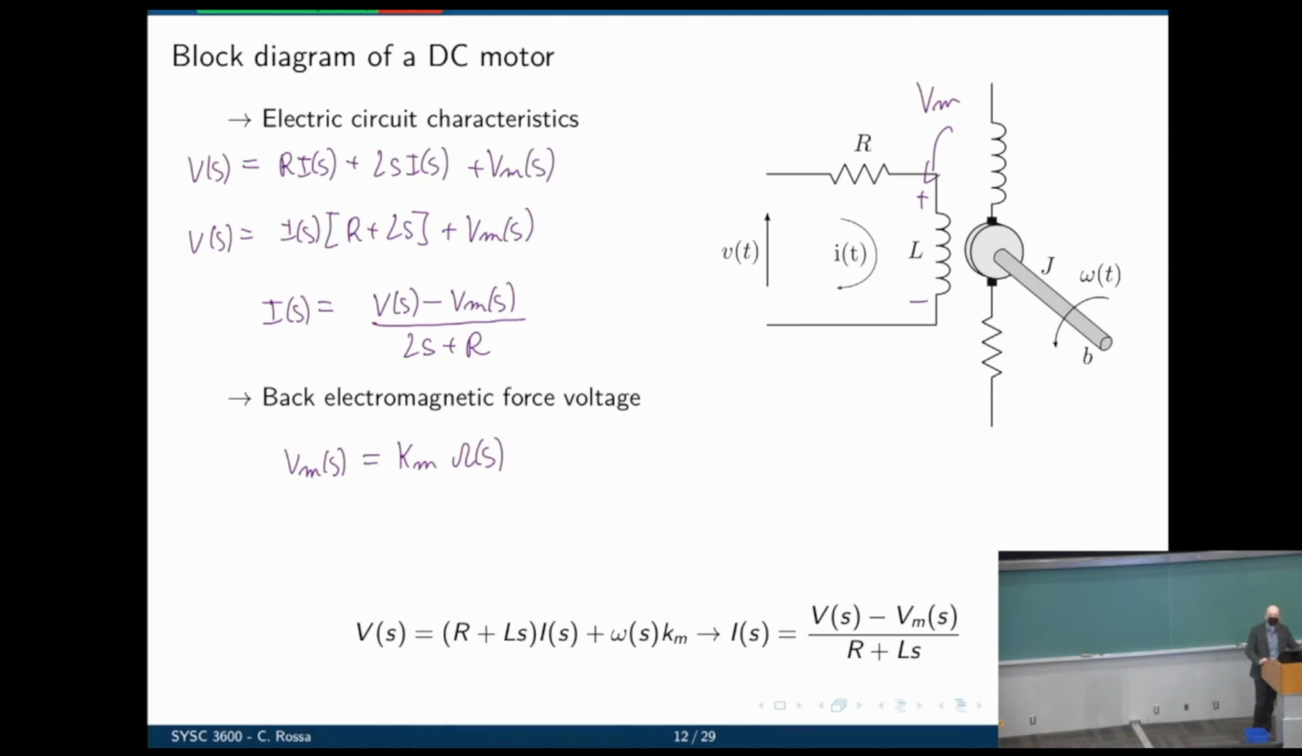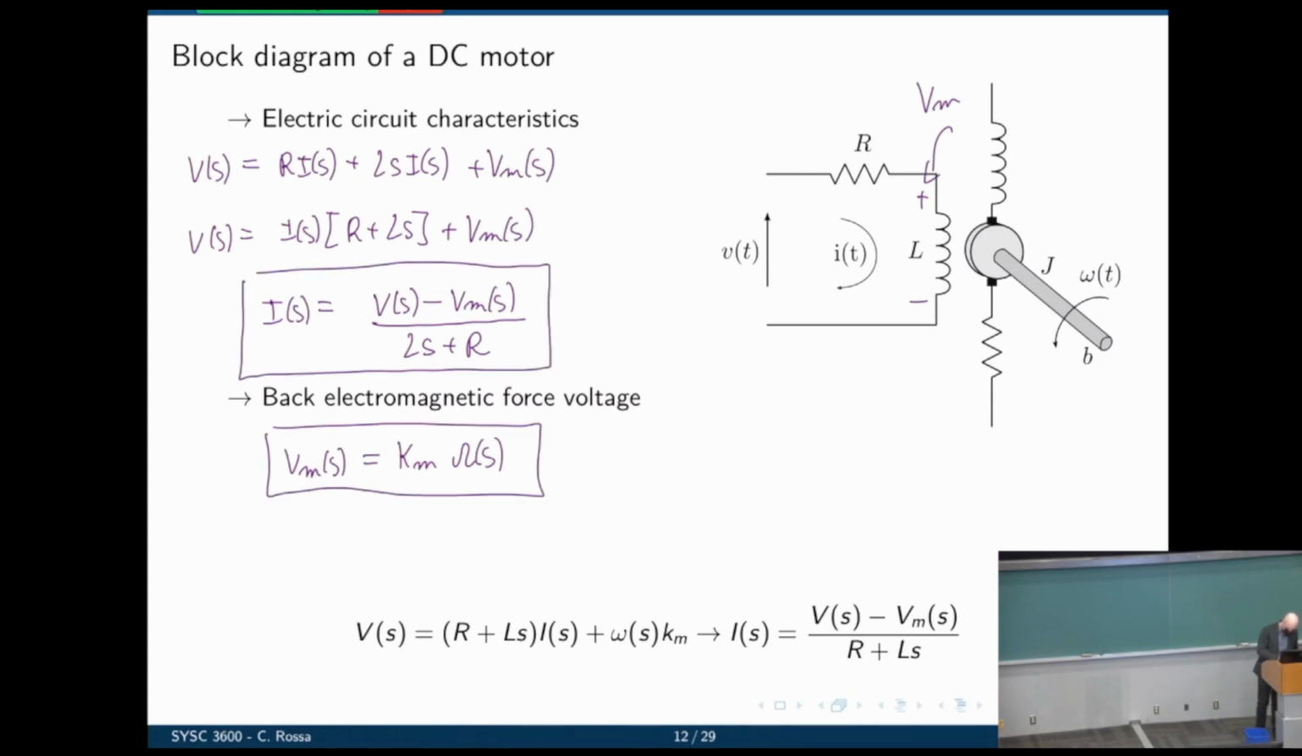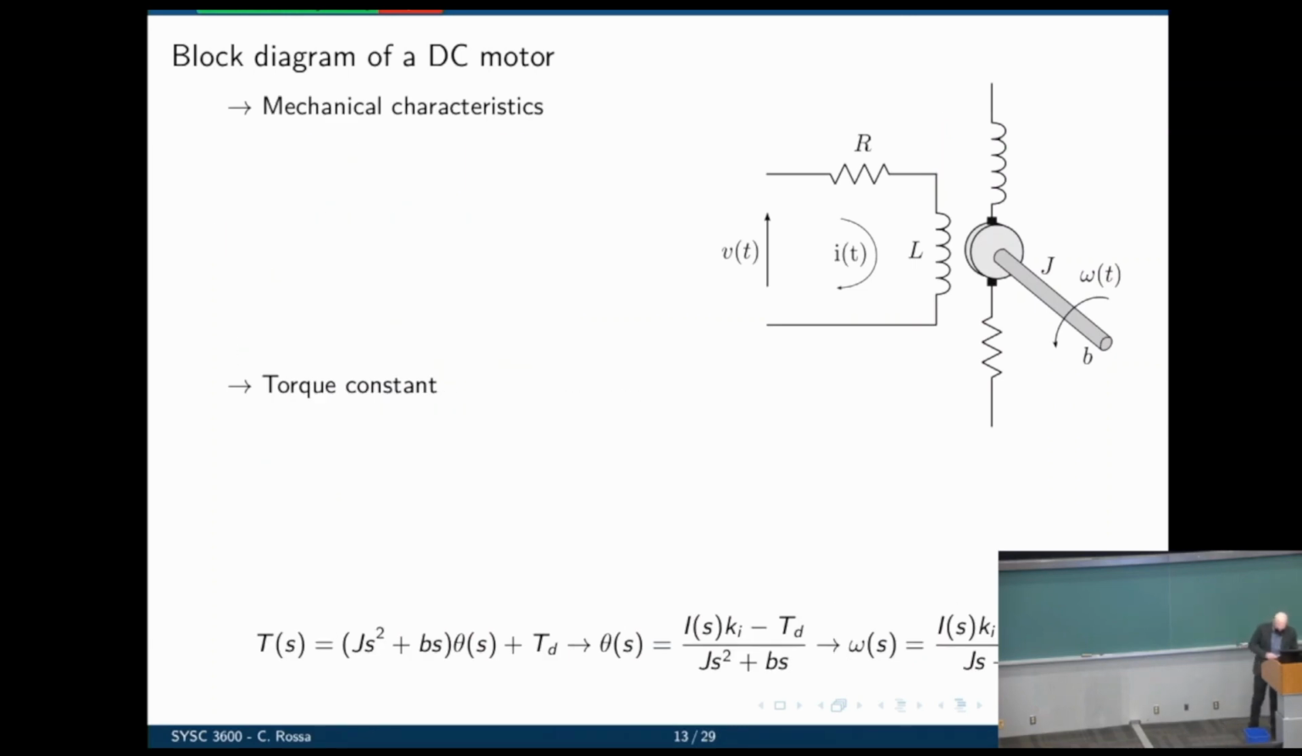Yeah? Any questions? All good? Okay, so we have two equations here to start from. We have the electrical part. We have here a link between the electrical and the mechanical, and they are summarized at the bottom here. Now we can move on to the mechanical part and see what happens on that front.